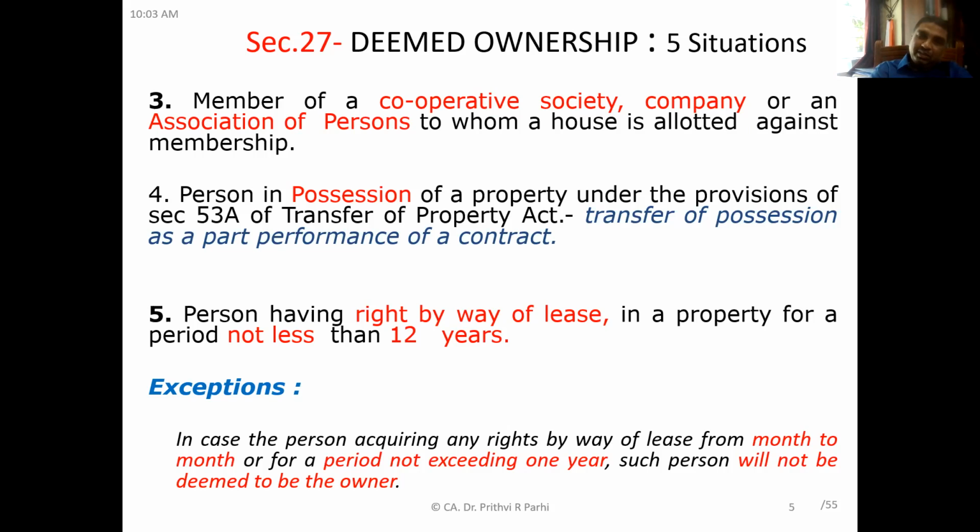So in this situation, a member of this type of association to whom a house is allotted against the membership is the owner of the house. He cannot claim, you see, it is the society's property, I am the member of the society, but actually the society is the owner. The answer is no. This kind of argument will not be acceptable. The member of the cooperative society to whom the house is allotted is the owner.